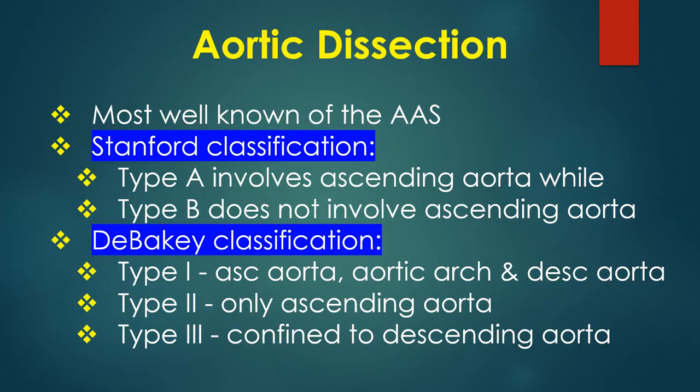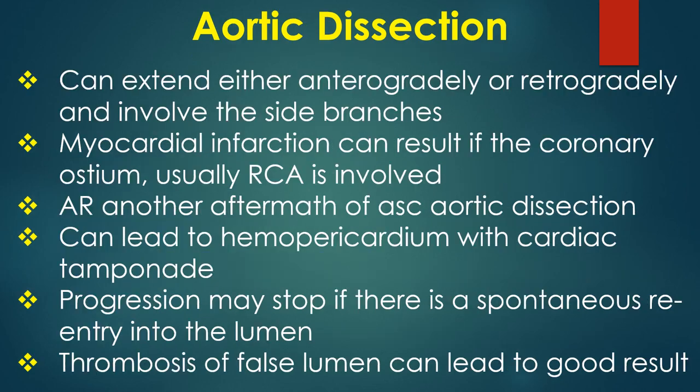DeBakey type 2 aortic dissection involves only the ascending aorta, while DeBakey type 3 is confined to the descending aorta. Aortic dissection can extend either anterogradely or retrogradely and involve the side branches. Myocardial infarction can result if the coronary ostium, usually right coronary, is involved. Aortic regurgitation is another aftermath of ascending aortic dissection.